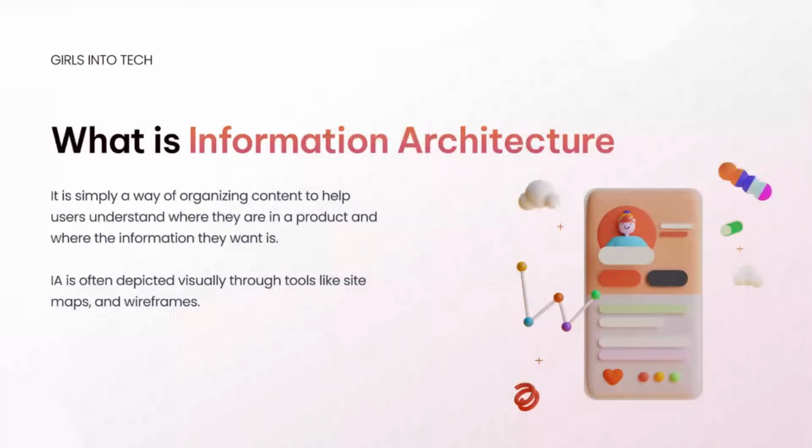We have to guide them using call to actions, buttons, texts, telling them click here to do this, click here to check out, pay now. You tell them, okay, you are now in the cart. All those, organizing that information on your product, that's basically what information architecture is. So information architecture, which is also IA, is often depicted visually through tools like maps, sitemaps, and wireframes.